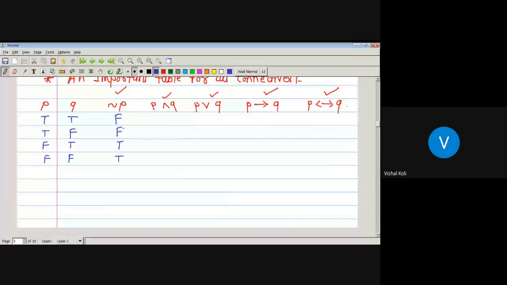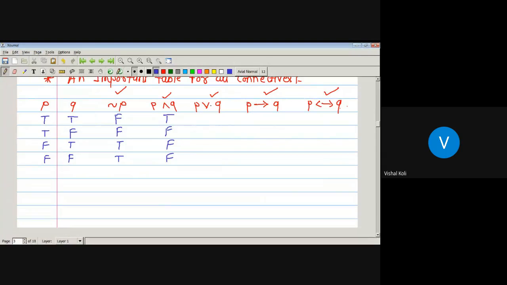Now we have to find out P and Q, and by the definition of conjunction we know that P and Q is true if and only if both P and Q are true, otherwise it is always false. So in the first one both are true, then it is true. In the second one, first true, second false, then it is false. Third one, first false, second true, again false. And in the last one, both are false, then it must be false.